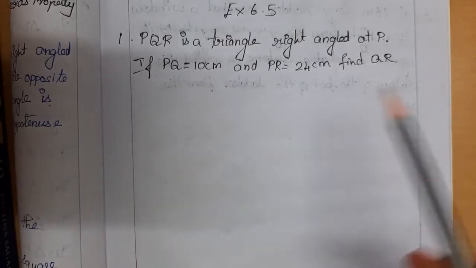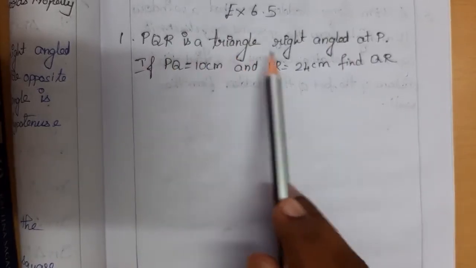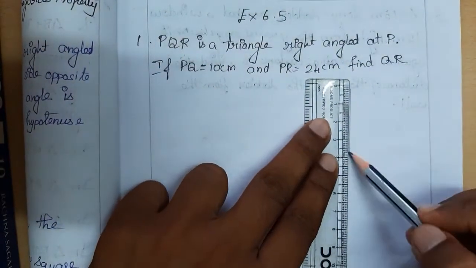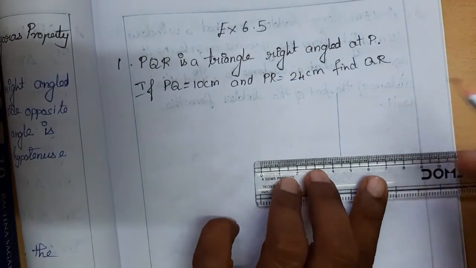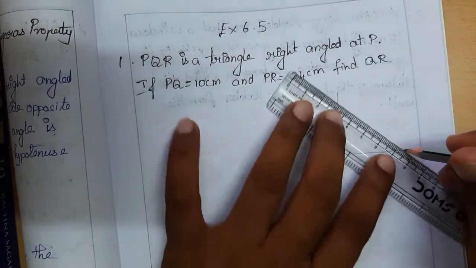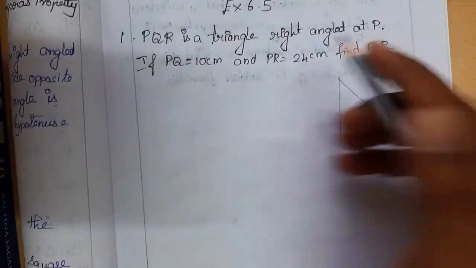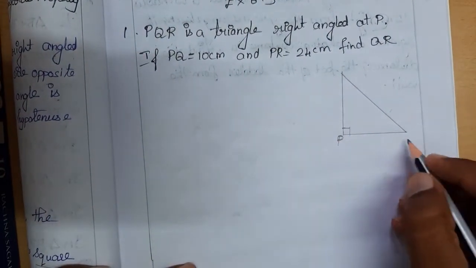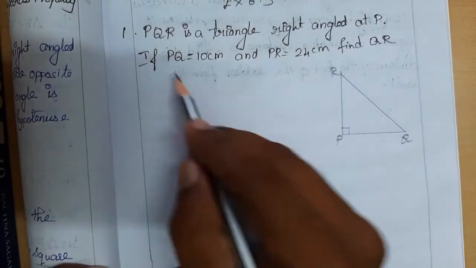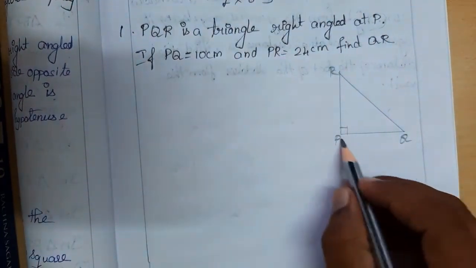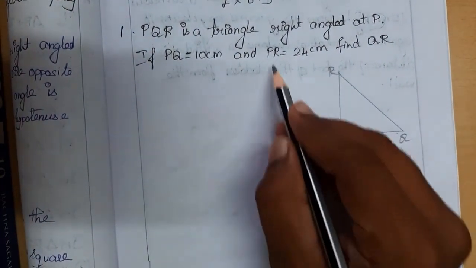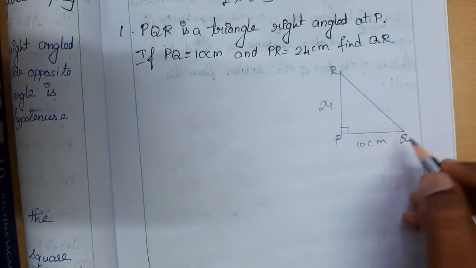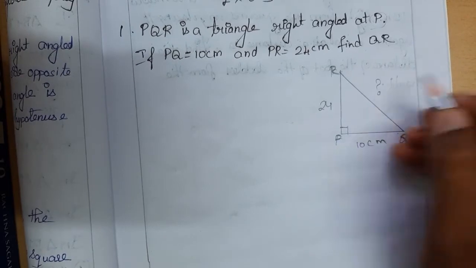So here we go for the problem. PQR is a triangle, right angled at P. First we have to draw the triangle, then only we can identify which side is the hypotenuse. So it is PQR, right angled at P, with the other vertices Q and R. It is given that PQ is 10 centimeters and PR is 24 centimeters, and QR is what we have to find, right?